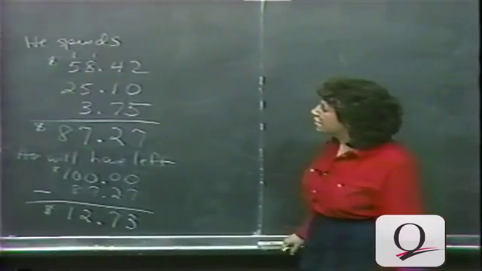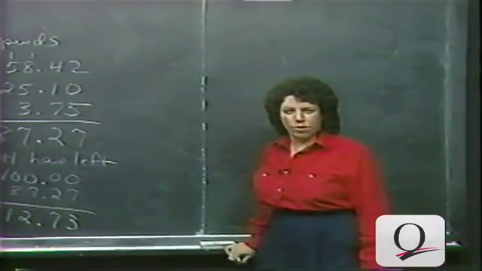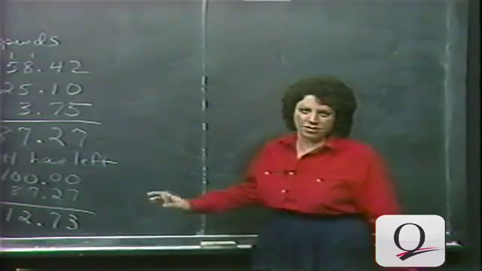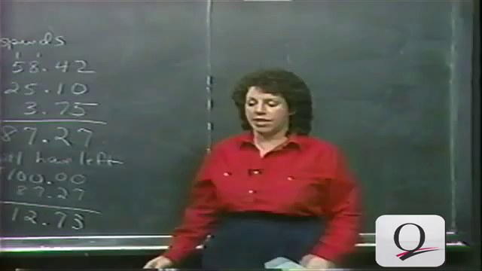Okay, so we basically understand how to add and subtract decimals. We're going to line up the decimal points and add and subtract in columns, adding zeros if necessary. Now let's discuss multiplication and division of decimals.